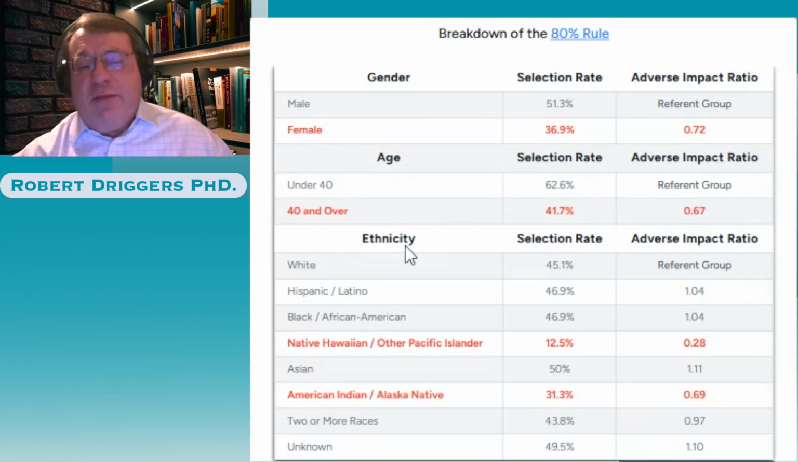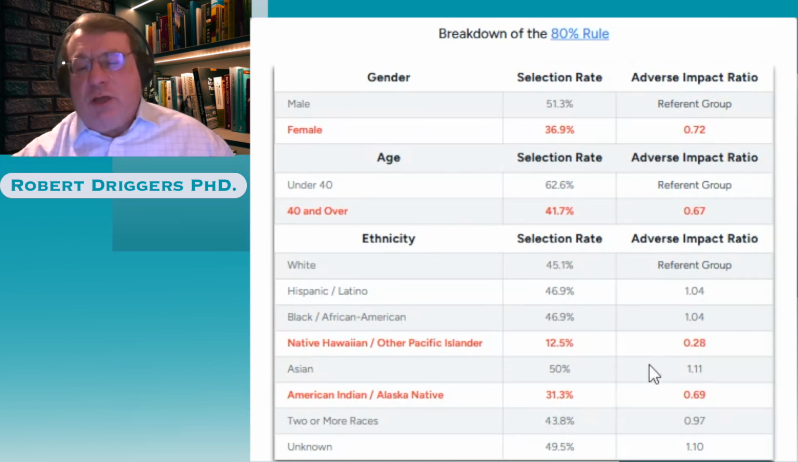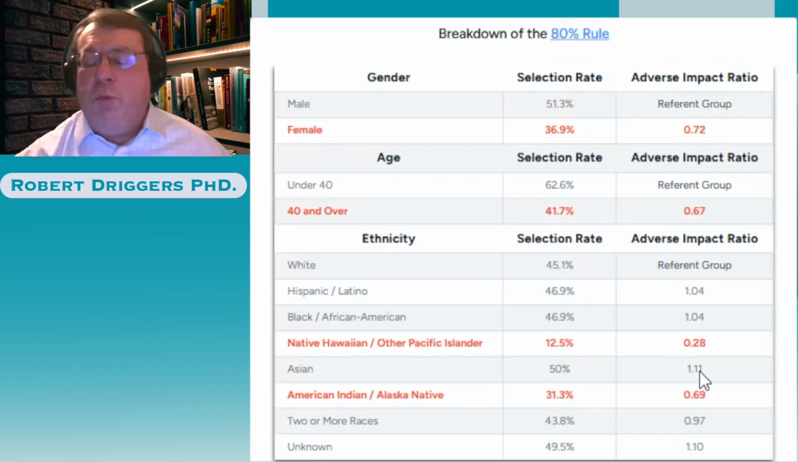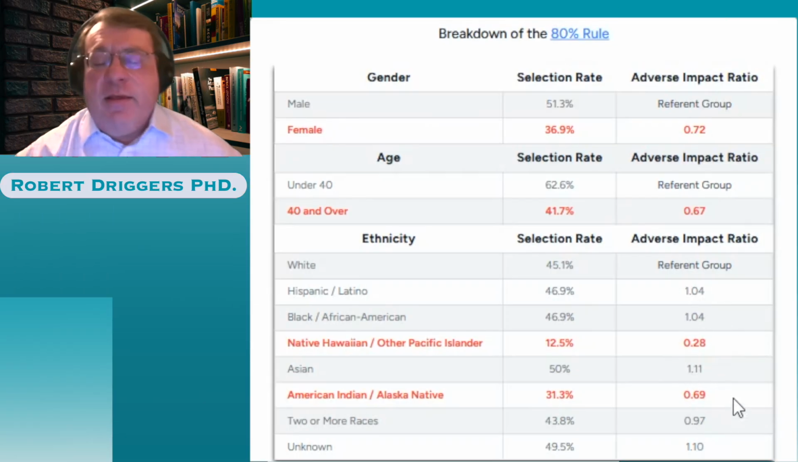Now let's discuss the ethnicity results. As you can see, white is the referent group in this table. Compared to the other races, in most cases, white has an 80% rule of greater than 0.8. Therefore, you can see the values 1.04, 1.04, 1.11. All these that are not red indicate that there's no evidence of adverse impact.